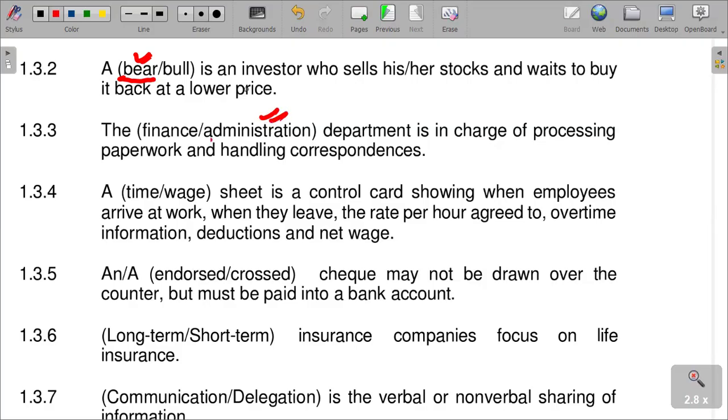The administration department is in charge of processing paperwork and handling correspondences. Correspondences are the communications that take place between departments of an organization. Finance is to do with money, so administration is the one that is responsible for that.